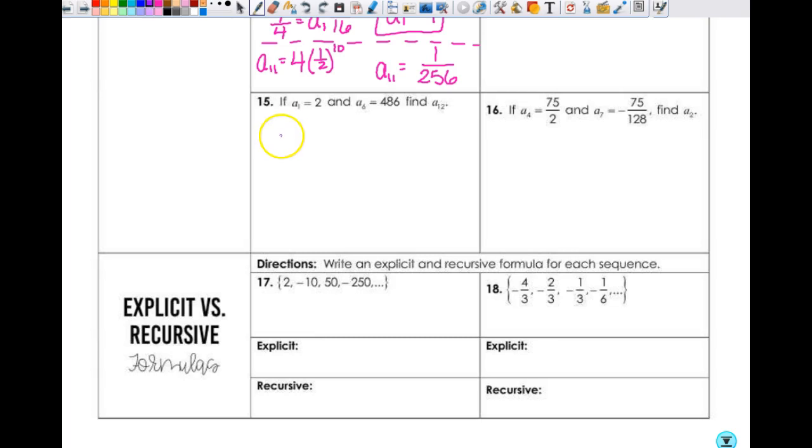So I know that A sub n, which would be this A sub 6, so 486 is equal to A sub 1, which is 2, times R, which I don't know, to the n minus 1 power. So that's 6 minus 1, which is 5. Okay, everybody with me? So we divide both sides by 2, and we get 243 equals R to the 5th. What do I need to do to get R by itself? I have to find the 5th root, right?